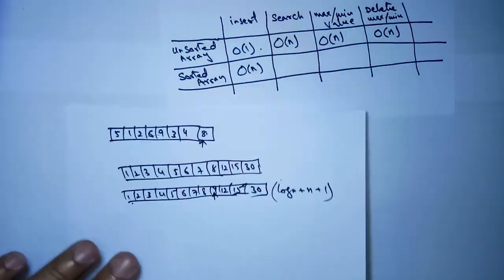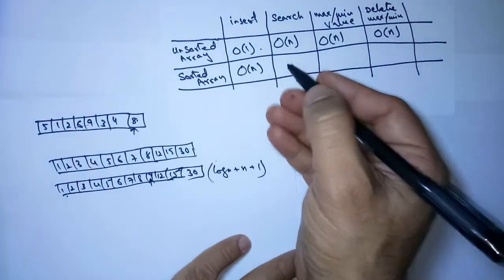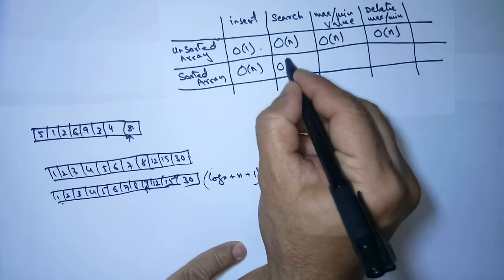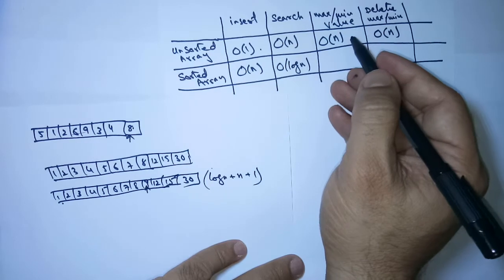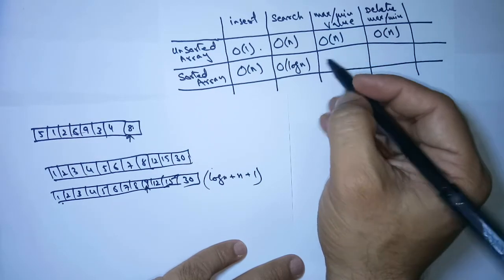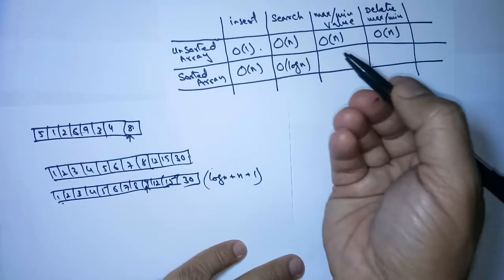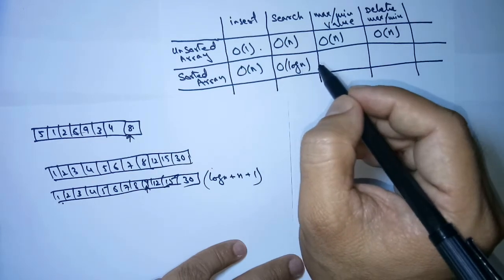And for sure, for searching, I can use the binary search, so that is order of log n. For the maximum value and the minimum value in a sorted array, we can implement it using the binary.